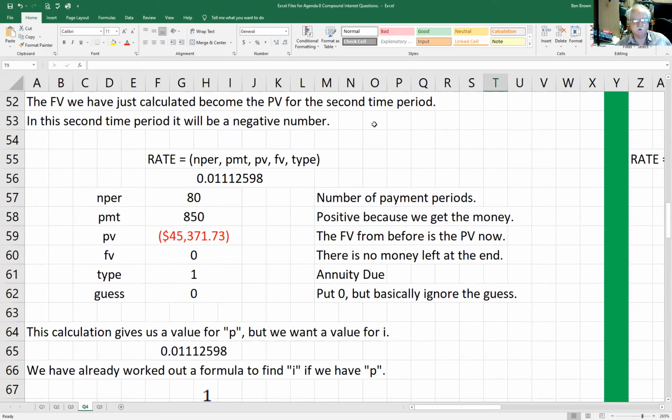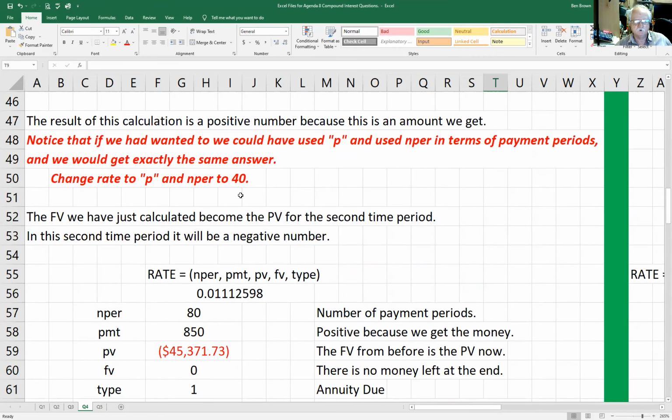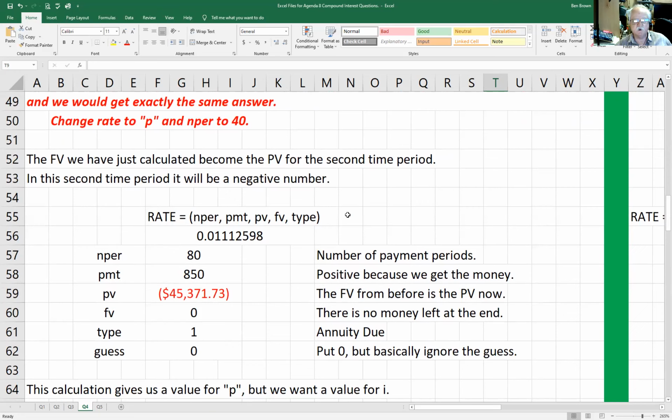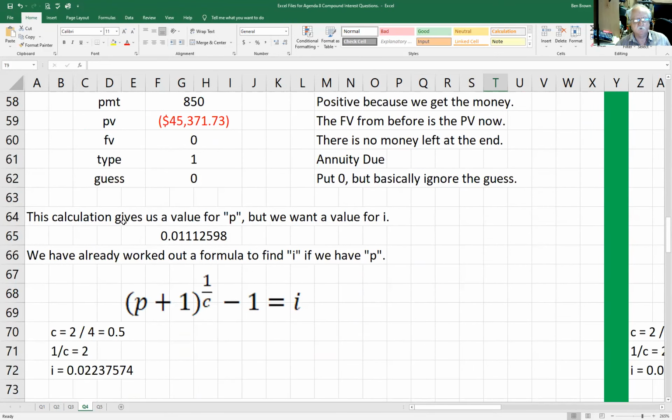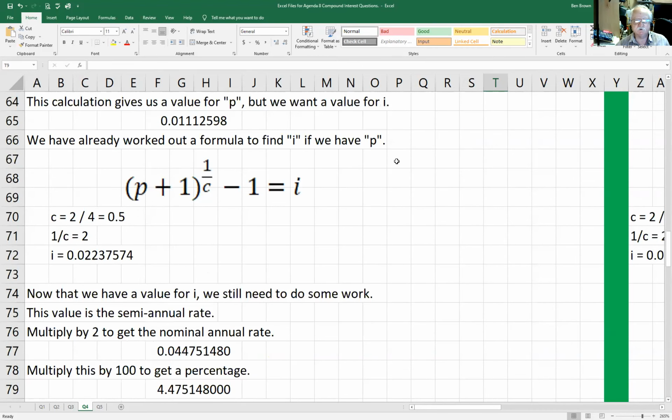Now for the second calculation, we do need to use the value of, what are we being asked for here? Oh, we're being asked to find the rate here. So we're not using P here at all. We come up with a rate, but annoyingly enough, the value here that it gives us is P, because of course, this is a general annuity. So it has to deal with the value of P. But in the question, we want the value of I.